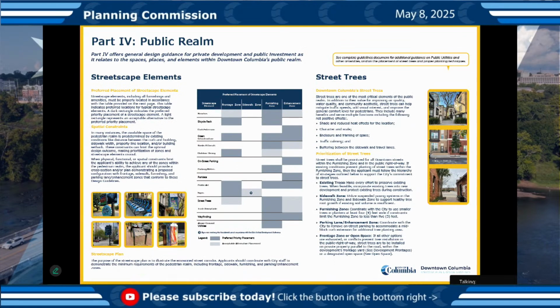And then it also provides some information about different streetscape elements and where they should be placed, and also some information about street trees. Again, since we heard so much about that, that was a really important component for our public streets.